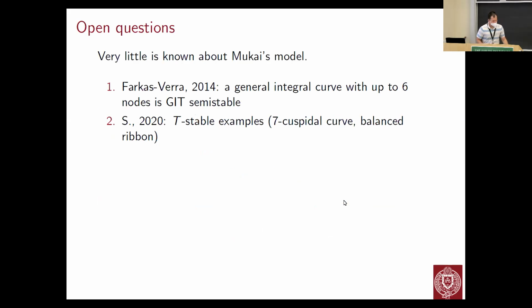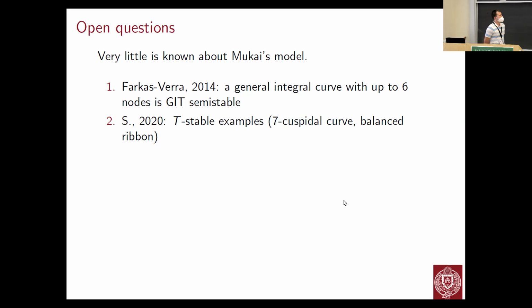Okay, so let me just quickly mention some open questions about Mukai's model, and there's lots of them. So very little is known. I did see in a paper by Farkas and Verra around 2014 that they have an argument that a general integral curve, so irreducible, with up to 6 nodes is GIT semi-stable. Okay, so we know there are some semi-stable things, and we know that irreducible curves with a small number of nodes make it in.